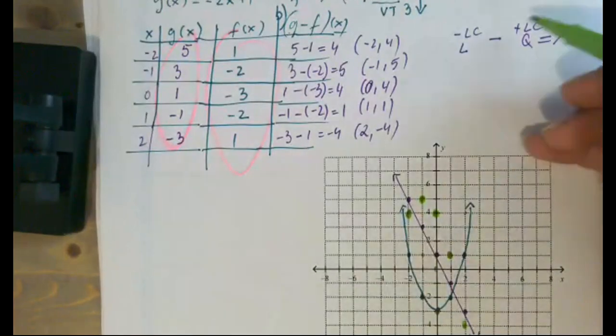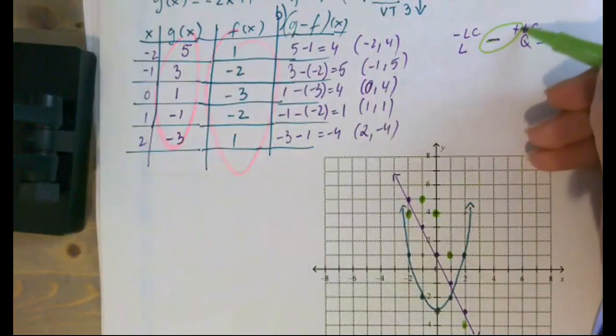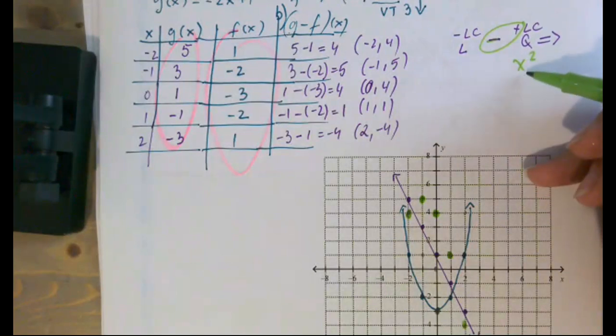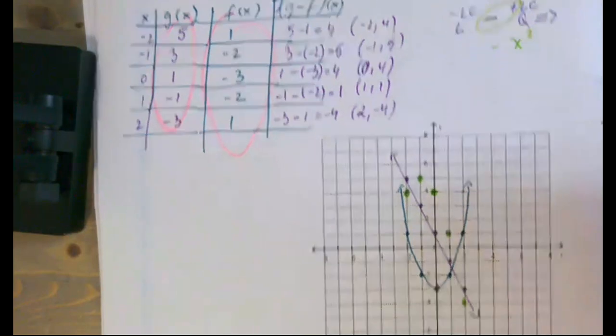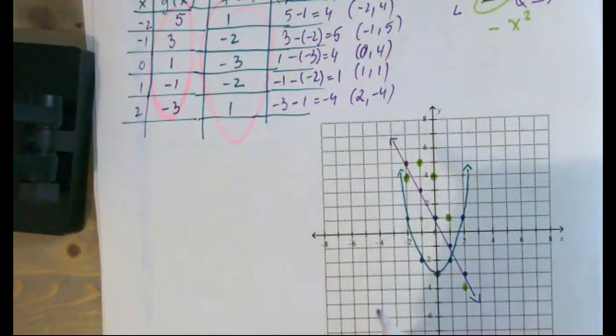So we're going to get, because this negative is in front of a positive, the quadratic term is going to have a negative leading coefficient. So you're going to get an upside down parabola.